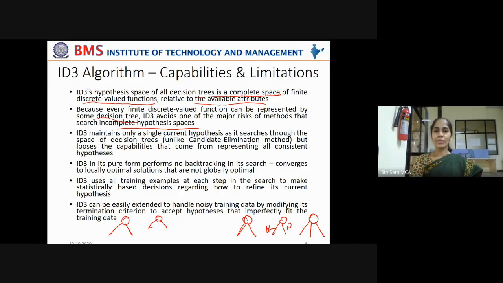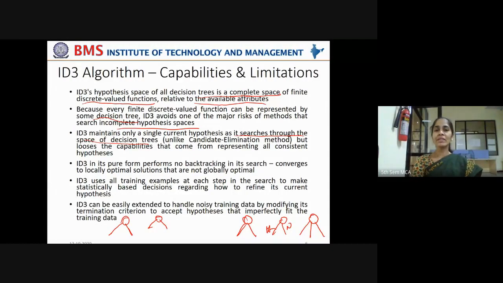Now, ID3 maintains only a single current hypothesis as it searches through the space of decision trees. This is very important. It maintains only a single current hypothesis. Single current hypothesis means only one particular decision tree. It doesn't keep on checking. Say one decision tree is constructed with the root node as, say, Outlook. Another decision tree is not constructed with the root node as humidity. It will construct only one particular decision tree by calculating information gains at each split point, right? That is what is mentioned here.